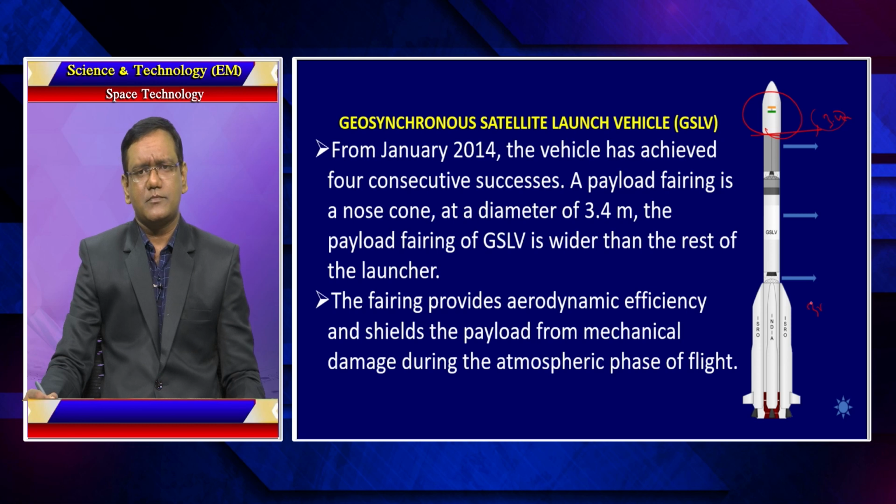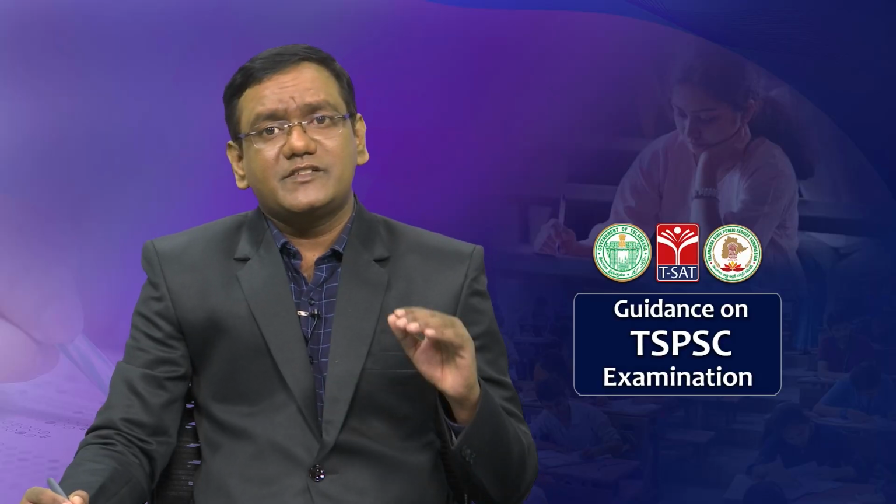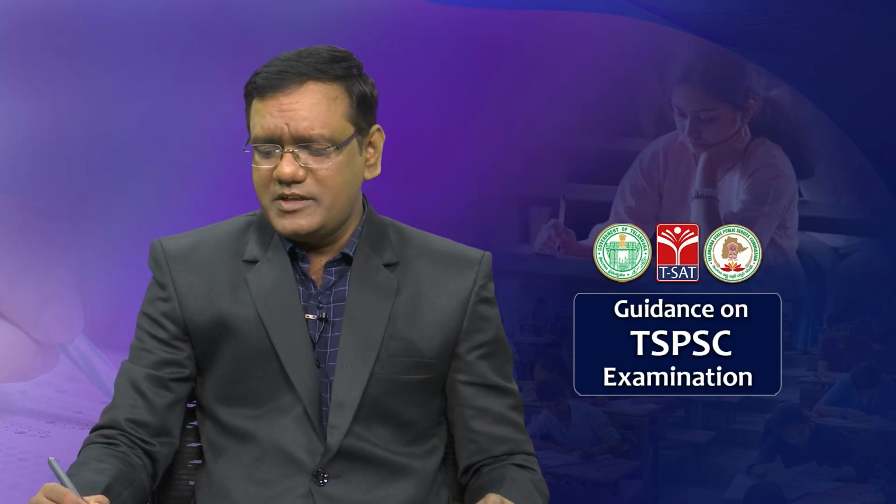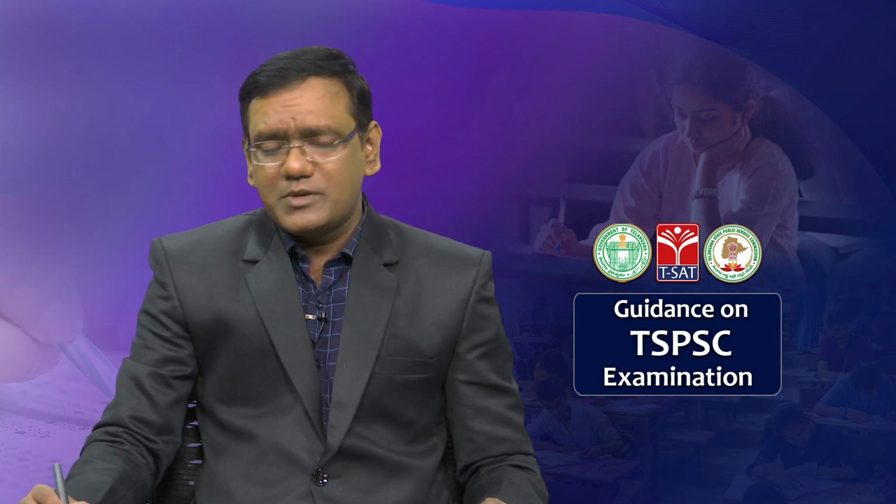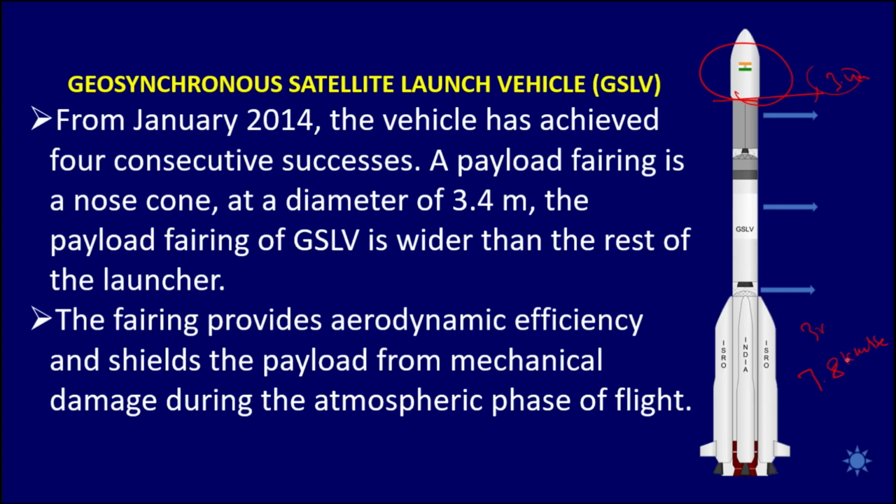I would just like to give you a small glimpse of what happens. When a satellite launcher moves at a speed of 7.8 kilometers per second, you can imagine how fast it is moving. At this speed, even a small dust particle would act like a bullet on this satellite launch vehicle. So we have to design this satellite launch vehicle in such a way that it does not get damaged.